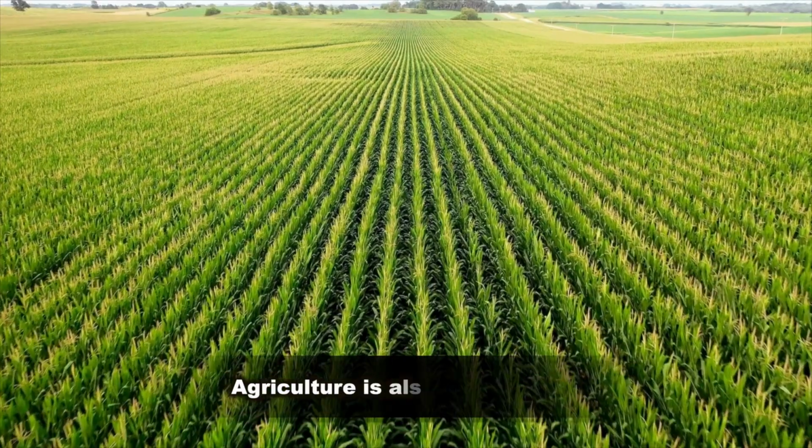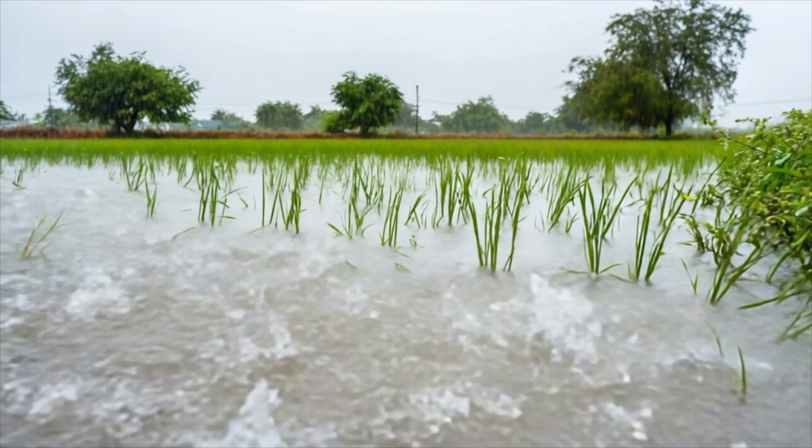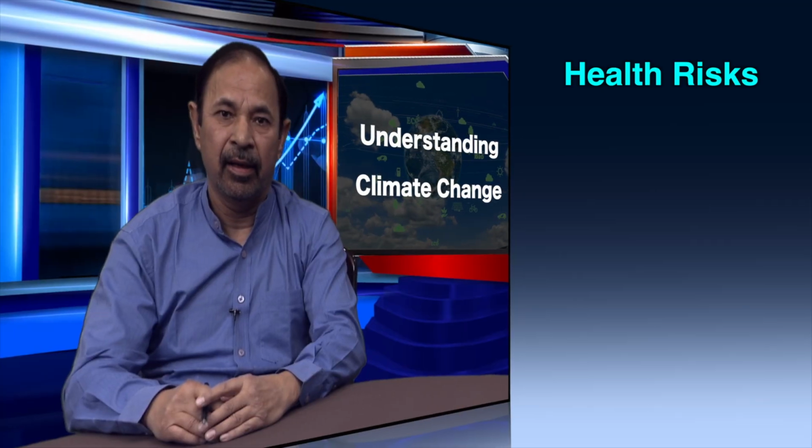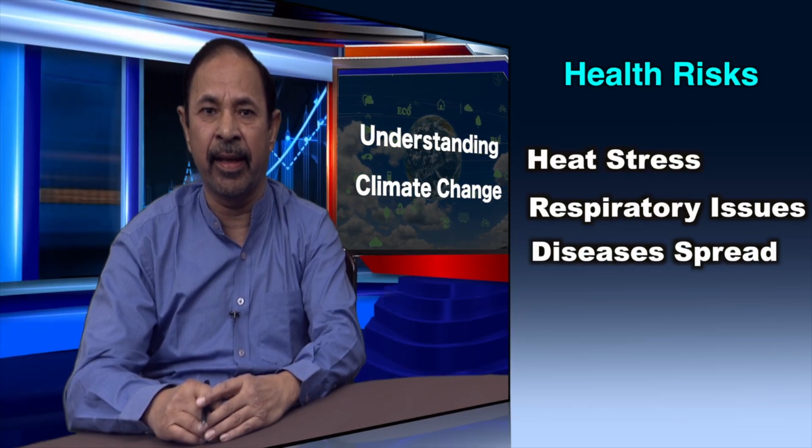Agriculture is also under stress. Crops are failing due to erratic rains and extreme heat. With changing weather patterns come new health risks: heat stress, respiratory issues, and the spread of diseases like dengue and malaria. All these are signs that the climate system is changing rapidly, and mostly because of us.